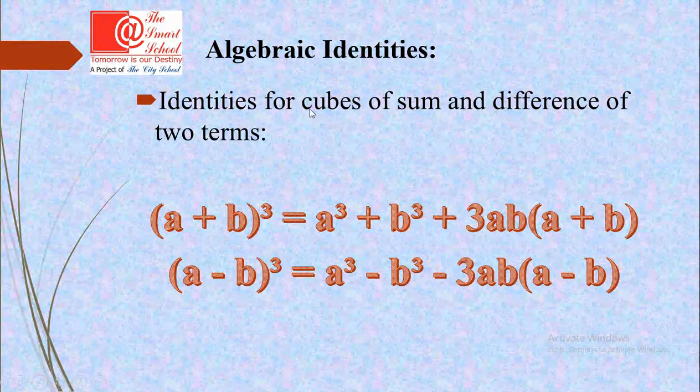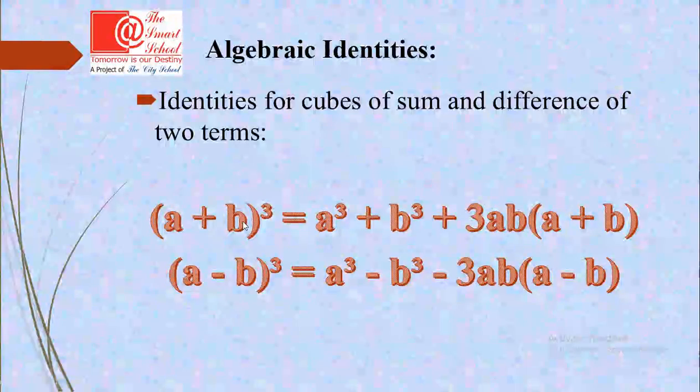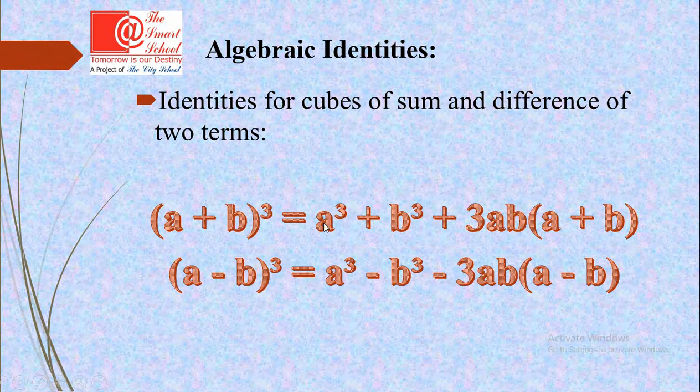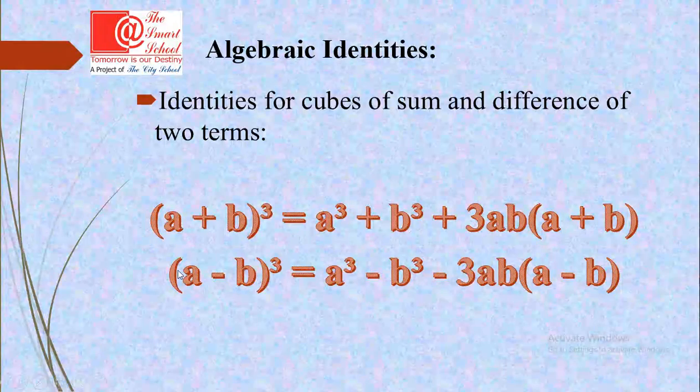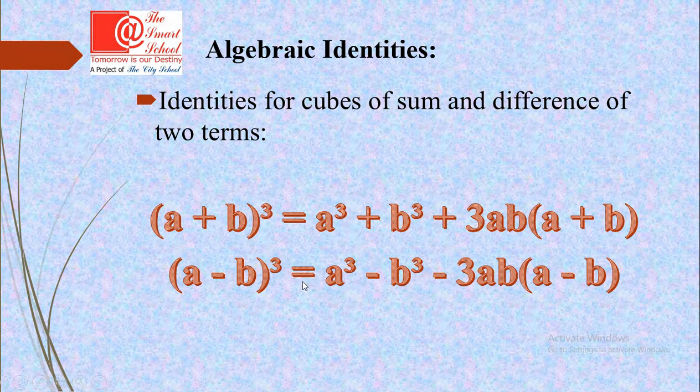So the identities for cubes of sum and difference of two terms are: (a + b) whole cube equals a cube plus b cube plus 3ab(a + b), and for minus, (a - b) whole cube equals a cube minus b cube minus 3ab(a - b).